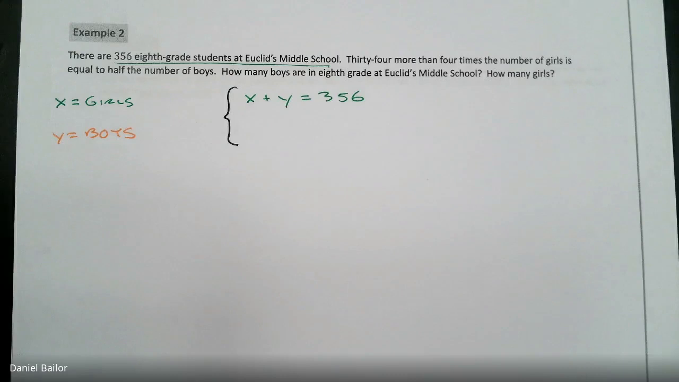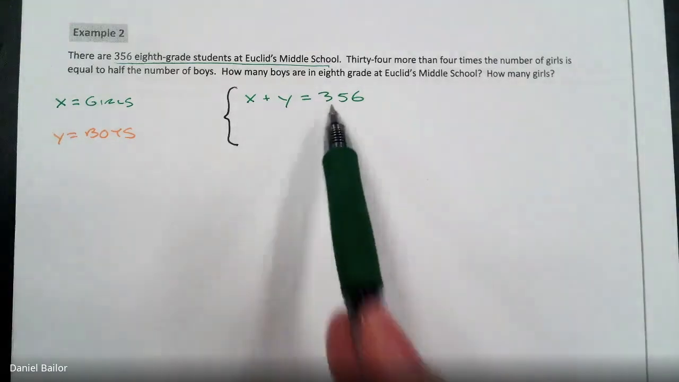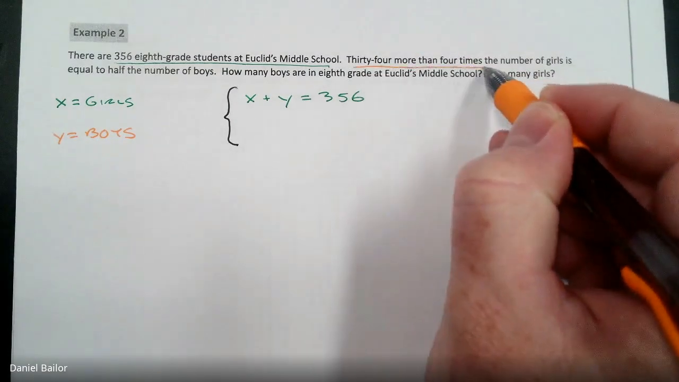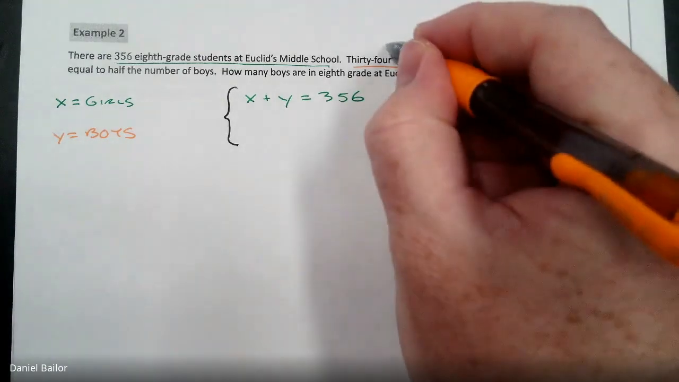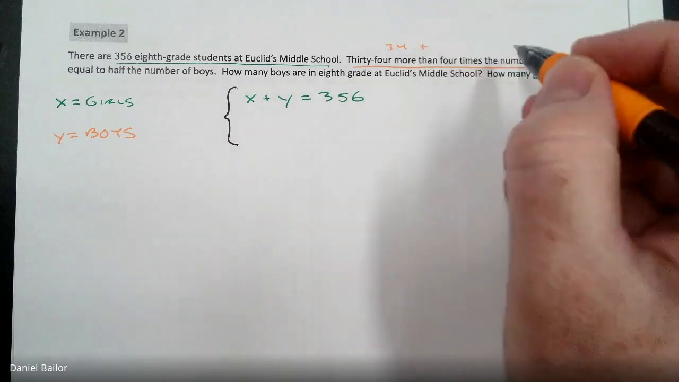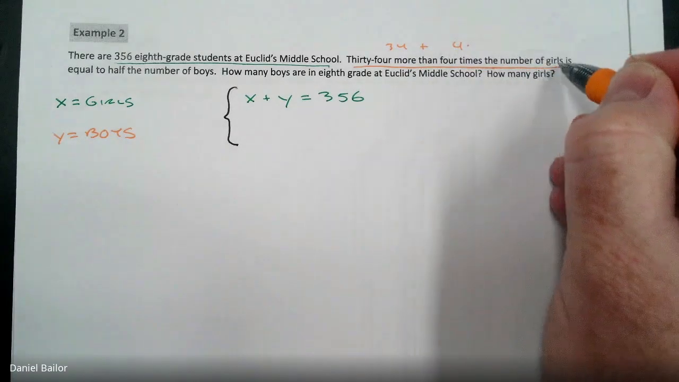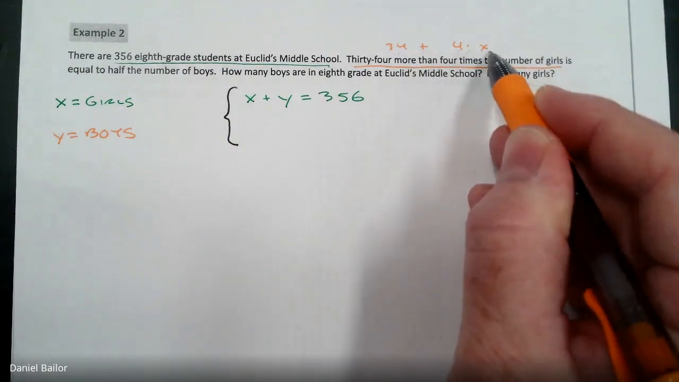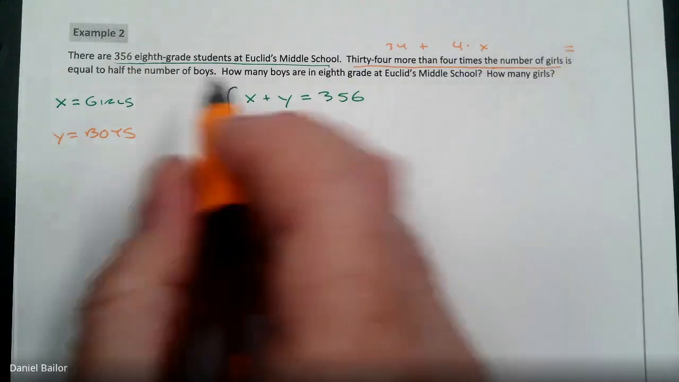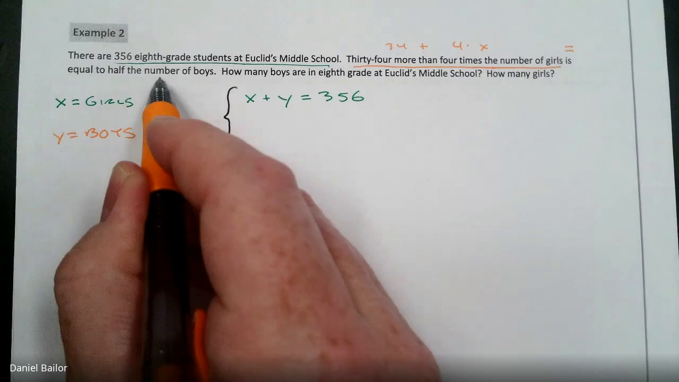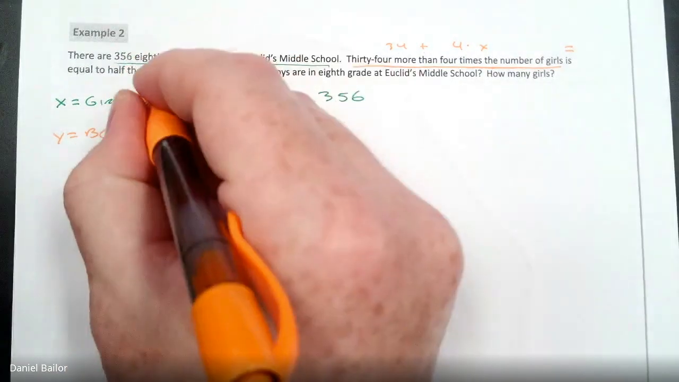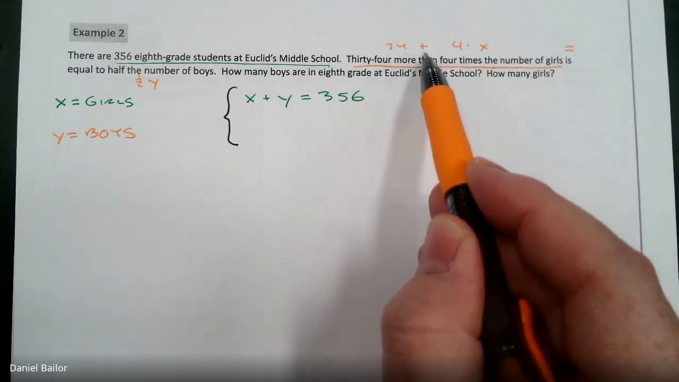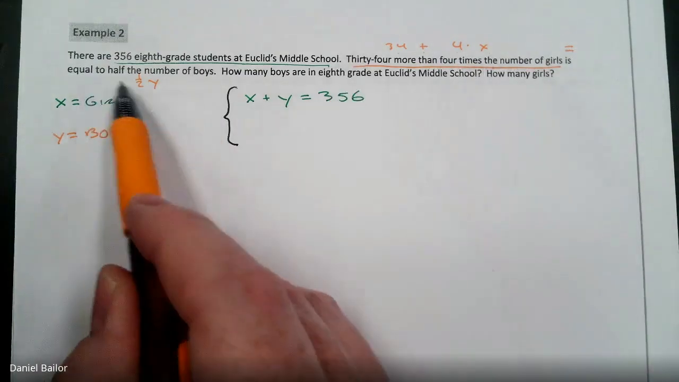Easy enough to do that one. 356 students, boys and girls together make 356. The more complicated one is the next one. It says 34 more than 4 times the number of girls. So 34 more than means plus 4 times the number of girls, and we said girls is x. So 34 more than 4 times the girls is equal to half the number of boys. So half the boys is y. So there we go. 34 more than 4 times the girls is half the boys.